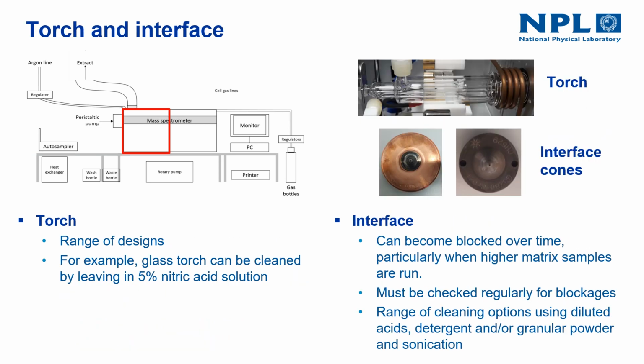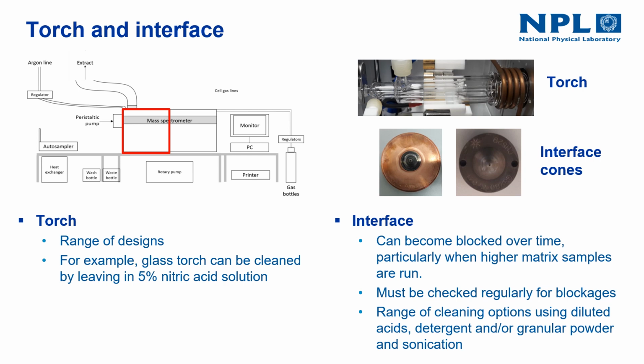After the nebulizer and the spray chamber, the sample goes into the inductively coupled plasma, or ICP, part of the instrument, which is held within the torch, an example of which is shown in the top photograph on the right hand side. The sample will then go from atmospheric to vacuum conditions, and that requires the focusing of the ion beam to the mass analyzer, and that is achieved using the interface cones, which is shown in the lower of the photographs on the right hand side, and then a series of ion lenses.